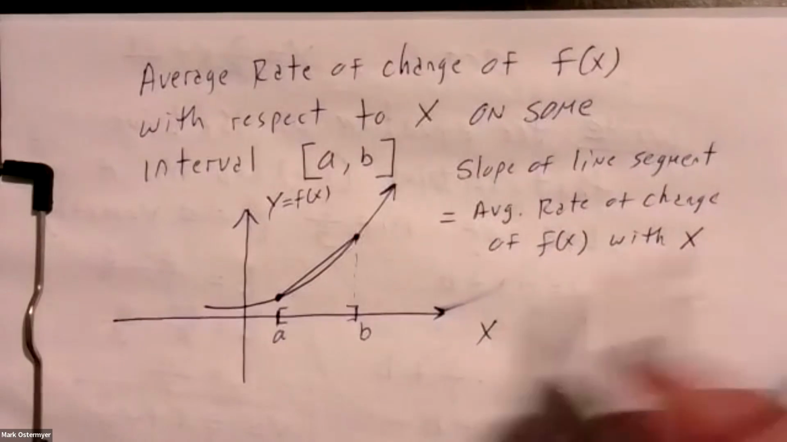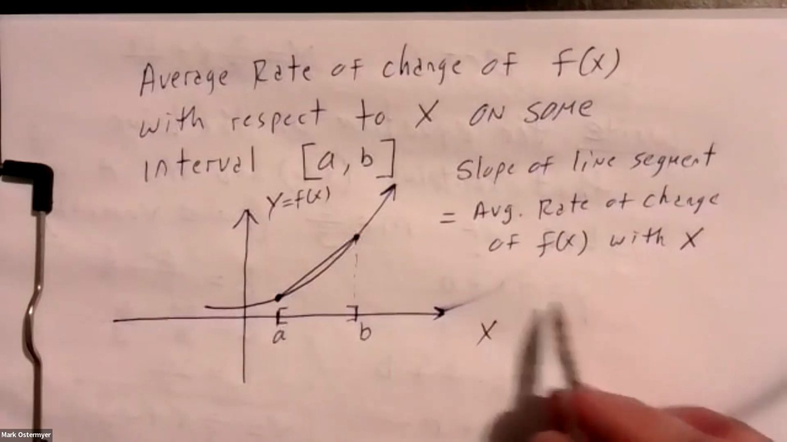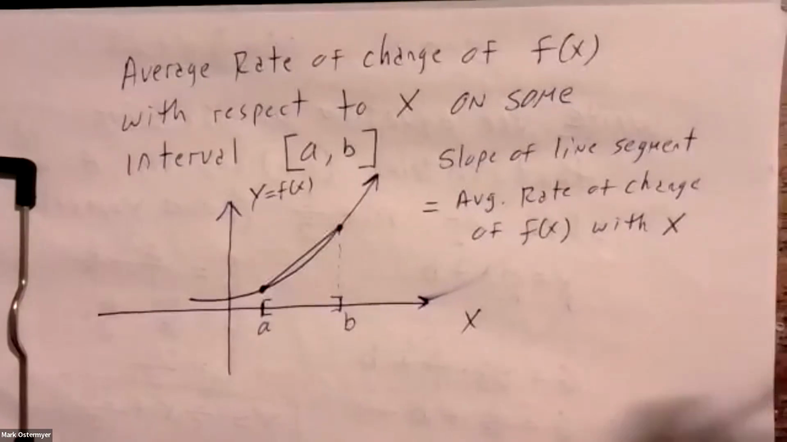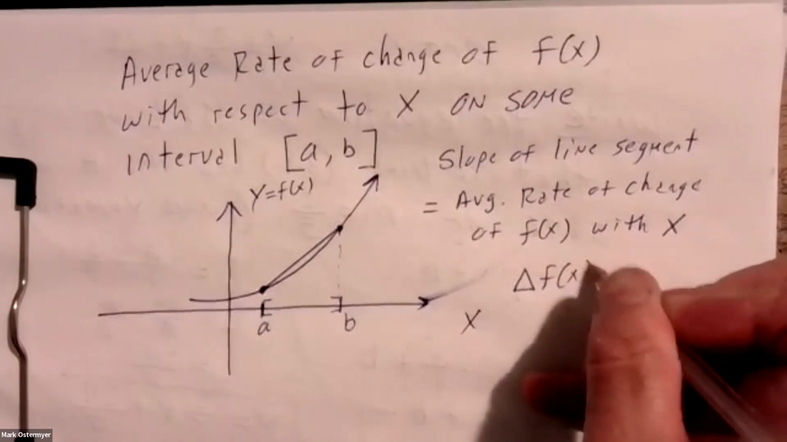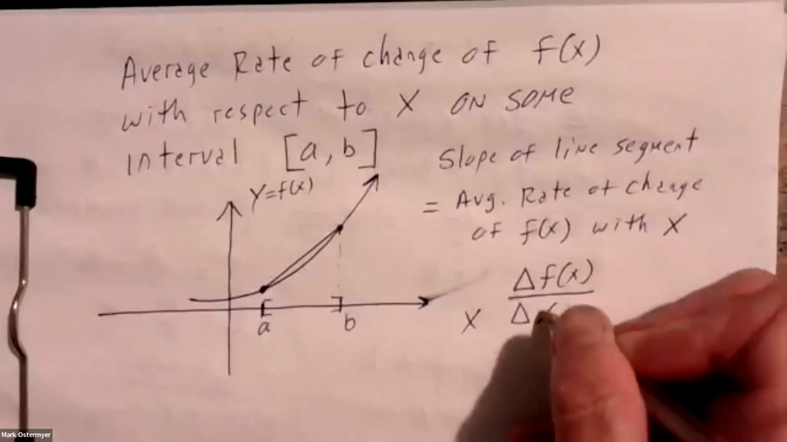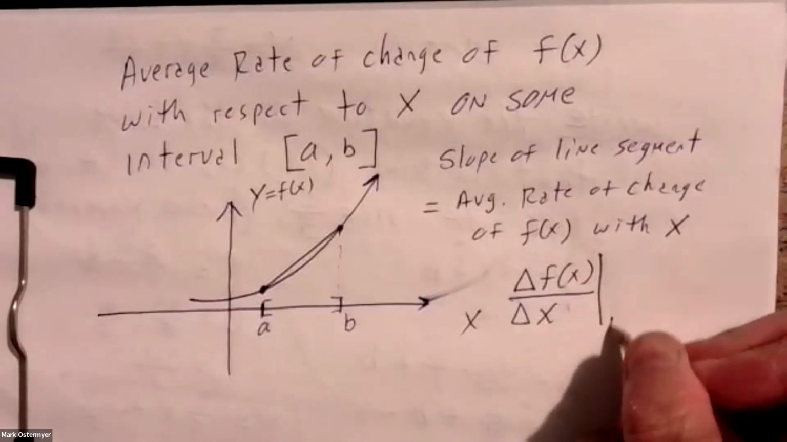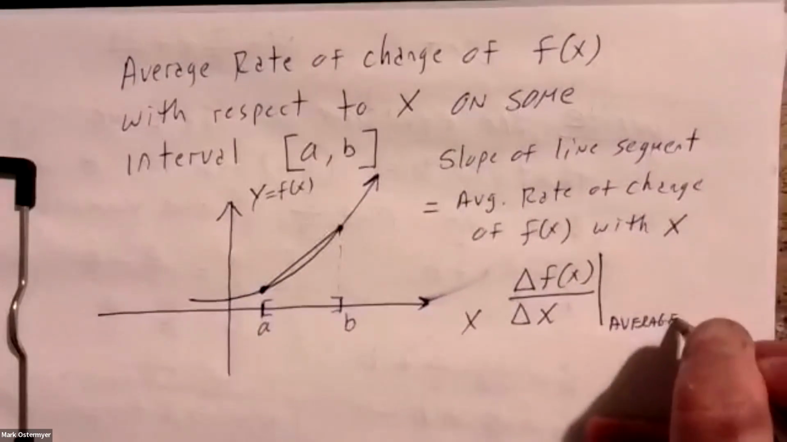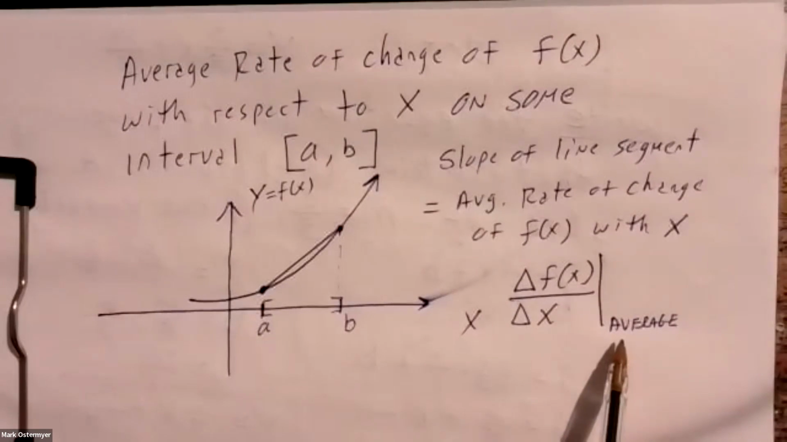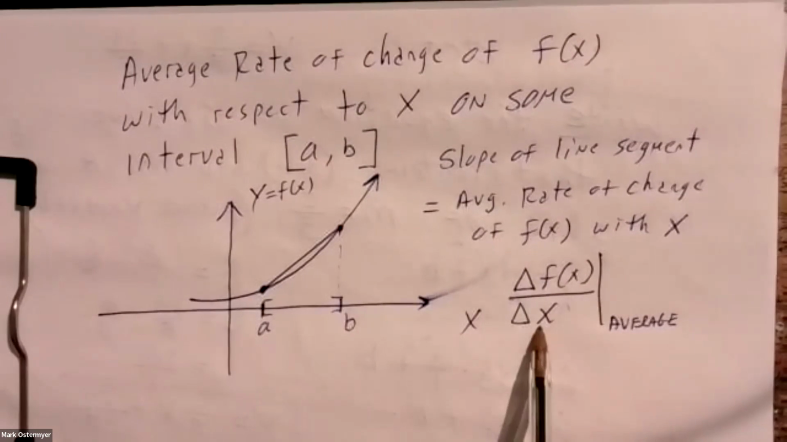There's a quicker way to abbreviate the average rate of change of f of x with respect to x. Here's the notation. Delta f of x over delta x, a vertical bar, and then put the word average. This is a way of representing the average rate of change of the function f of x with respect to x. Very compact symbolic way of indicating that.